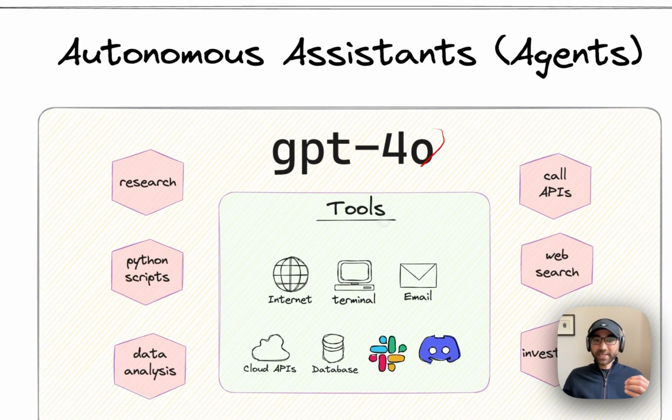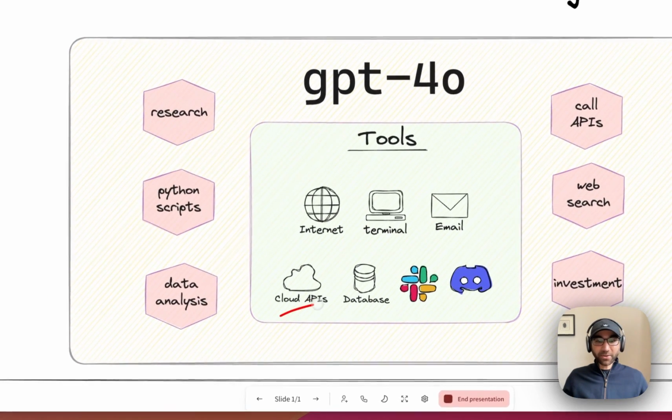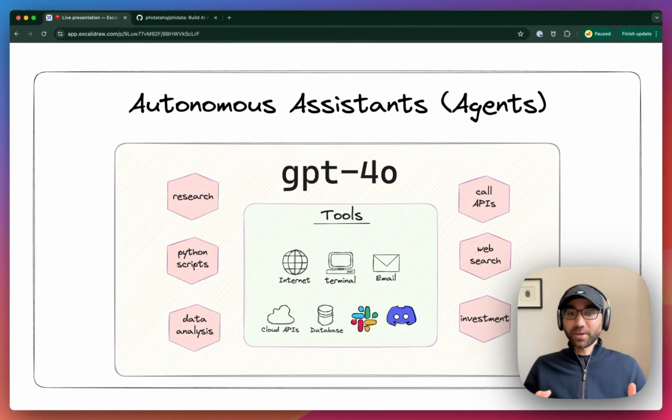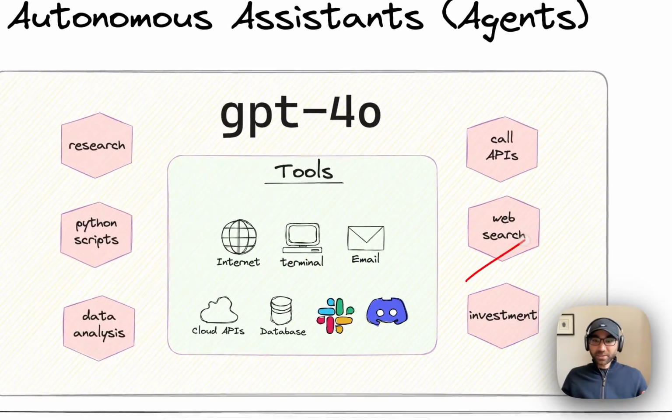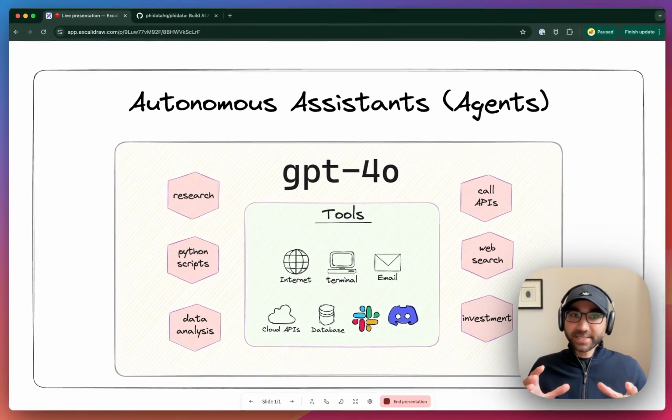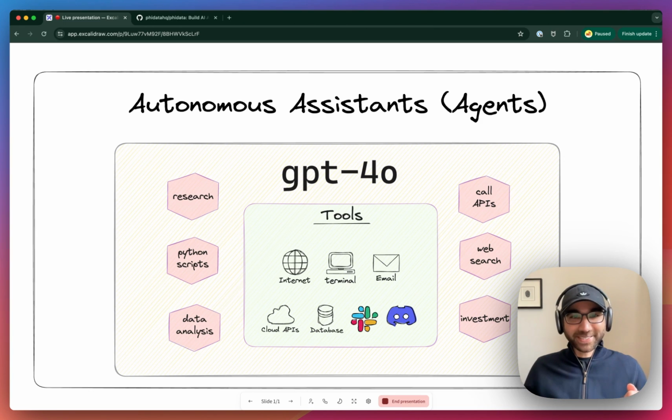We'll take GPT-4 and give it a bunch of tools like searching the internet, sending an email, querying cloud APIs that'll enable it to take a problem and solve it for us. We'll make it do web search, we'll make it write Python scripts, we'll make it do data analysis, and a lot more. But I want to walk through this process step by step, so let's get started.